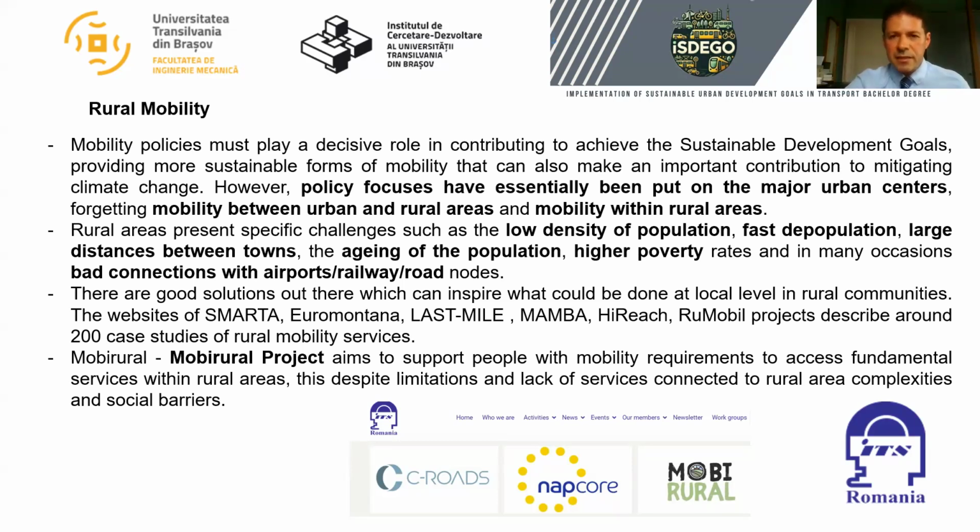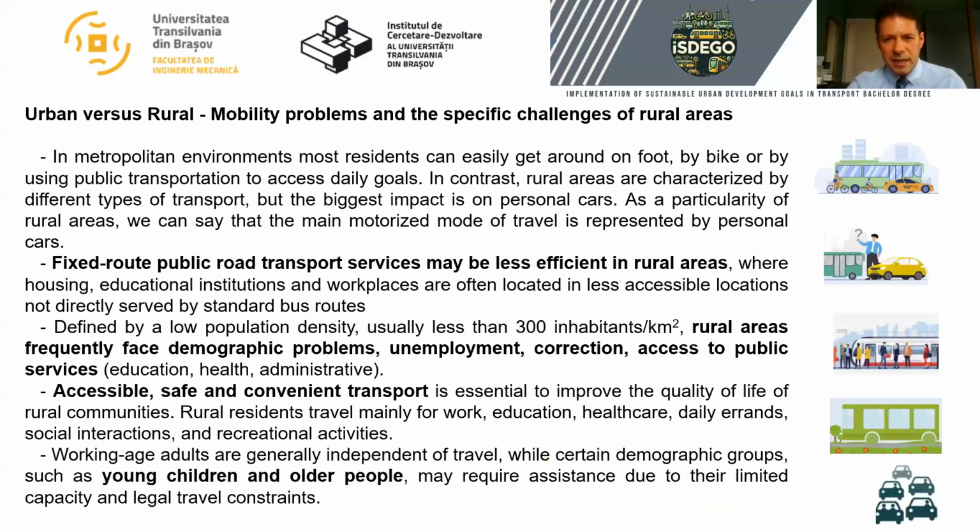So the rural areas are very different from urban areas, with low density of population and different distances between towns. It's big and poorly connected. There is aging of the population, higher poverty, and bad connections with airports, railways or roads. There are some programs for urban and rural mobility in Europe and also in Romania. An example is the Mobi Rural project. I was part of a project with ITS in Romania that is focused on resolving the problems in rural transport.